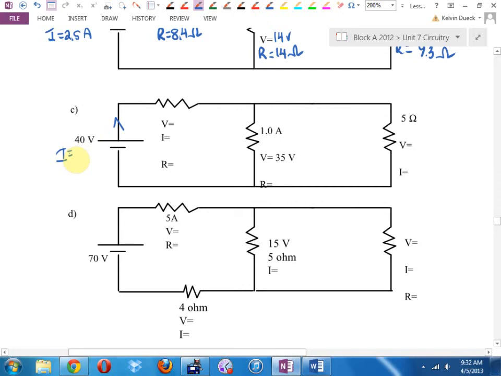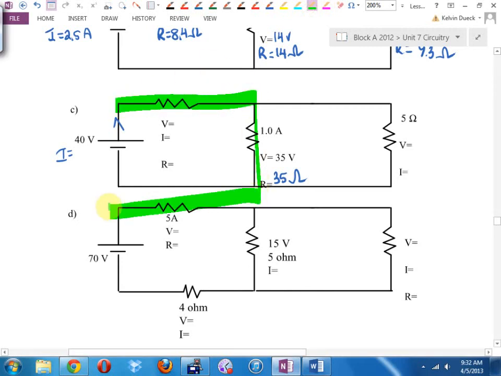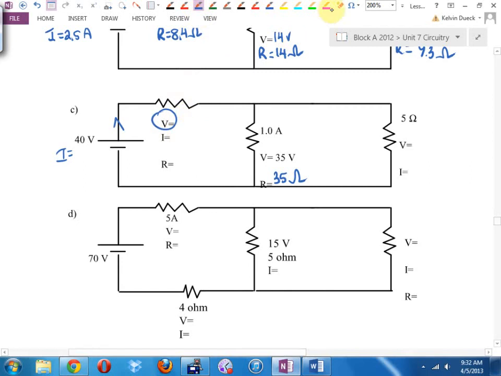Let's see. What's the resistor here? 35 ohms. Does that help me? Well, let's look at this guy. Can I walk a closed path like that? Yeah? What must this voltage be? Got to be 5, right? Because it's 5, 35, there's my 40.